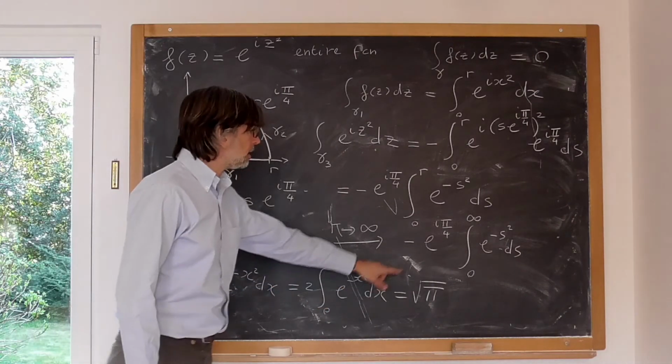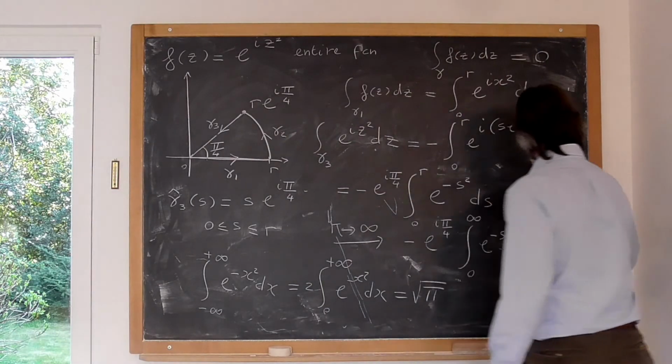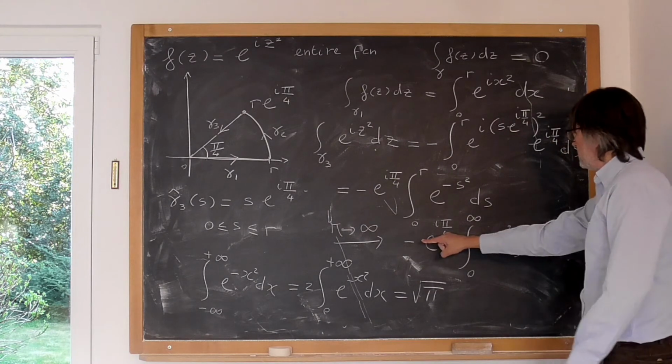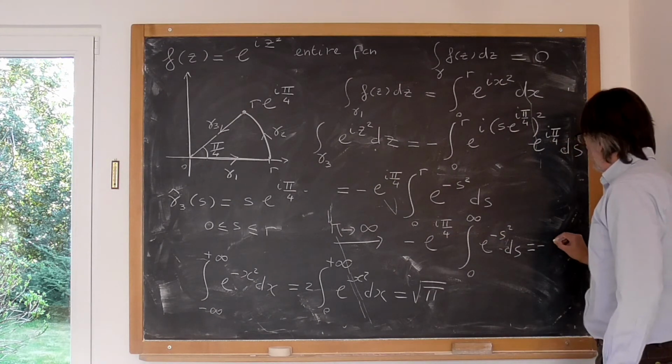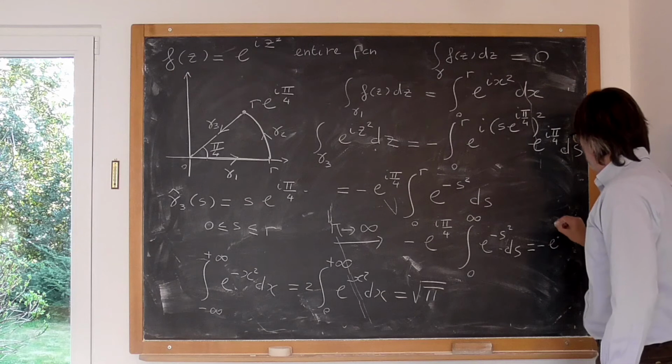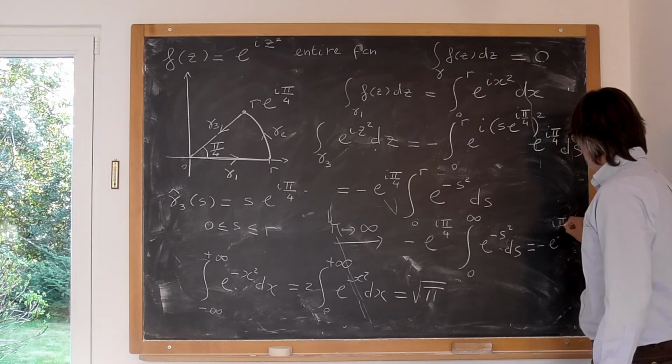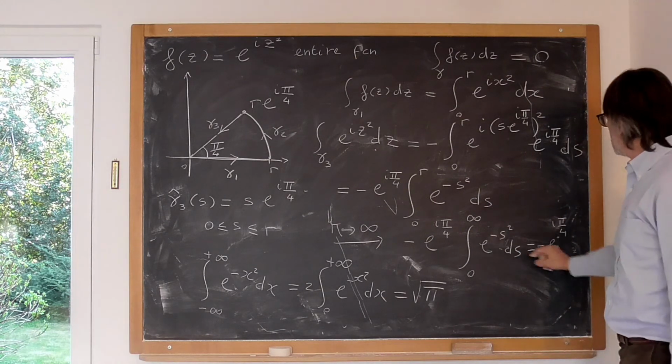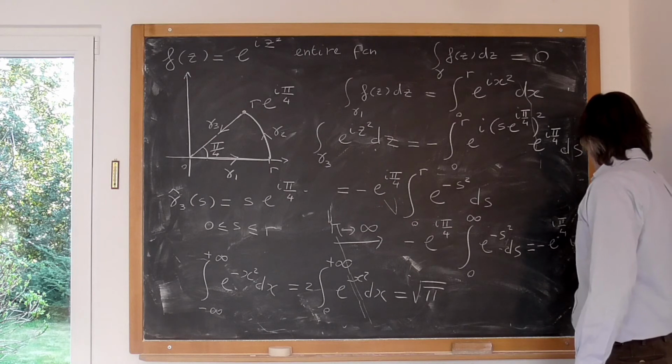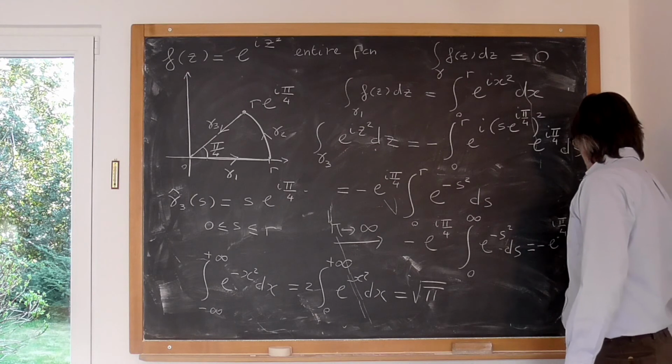So this integral now on the half line is then, so this number we keep is minus e to the i pi over 4, and this is the square root of pi divided by 2.